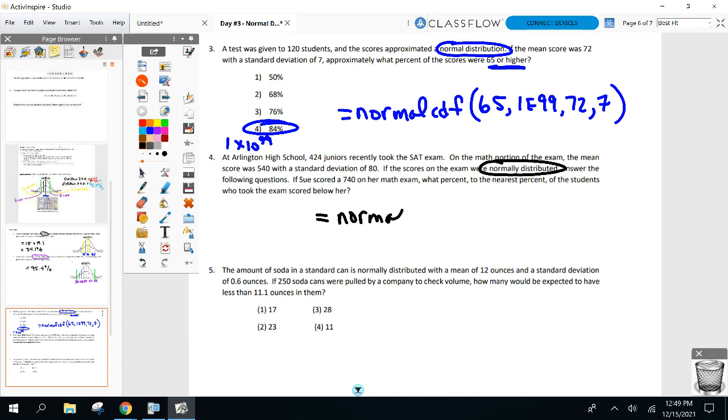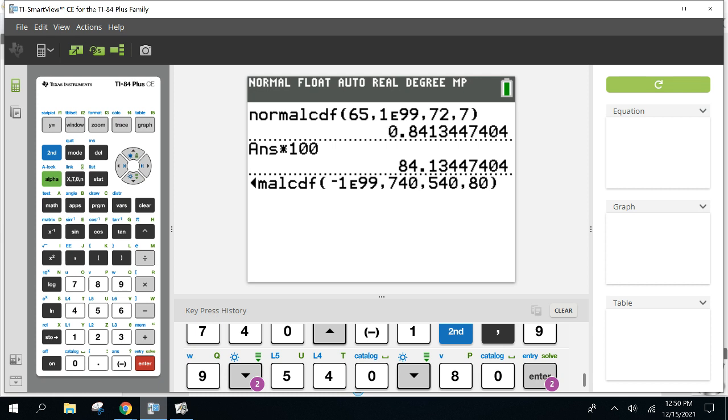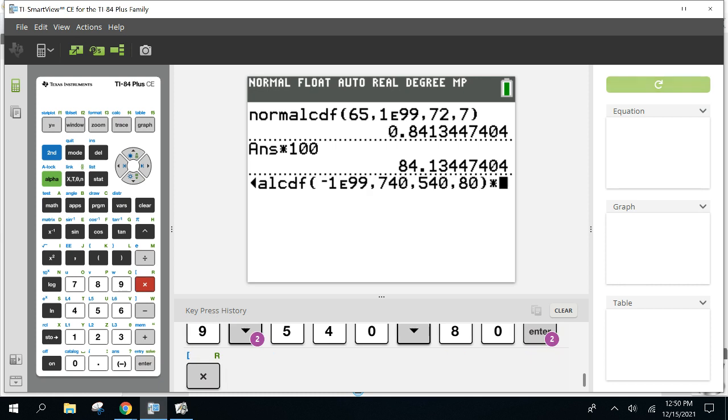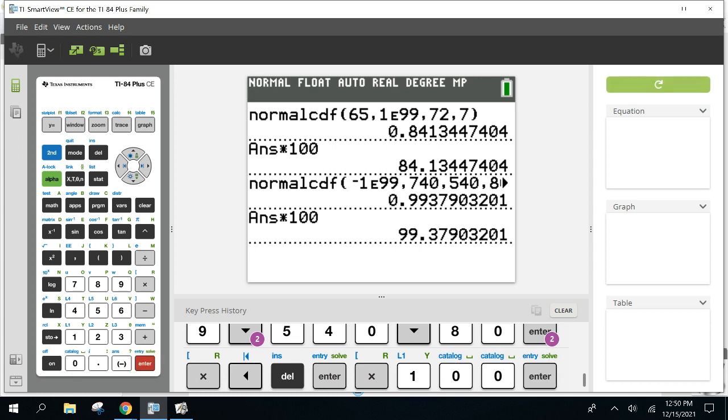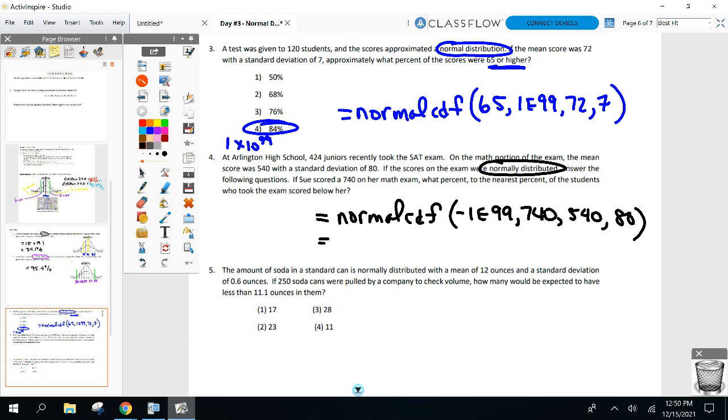And some of you'll see if you get ahead of me here that Sue is a stud. And what are we getting here? To the nearest percent? 99. Yep. 99 percentile right there. So 99% of the kids scored below her.